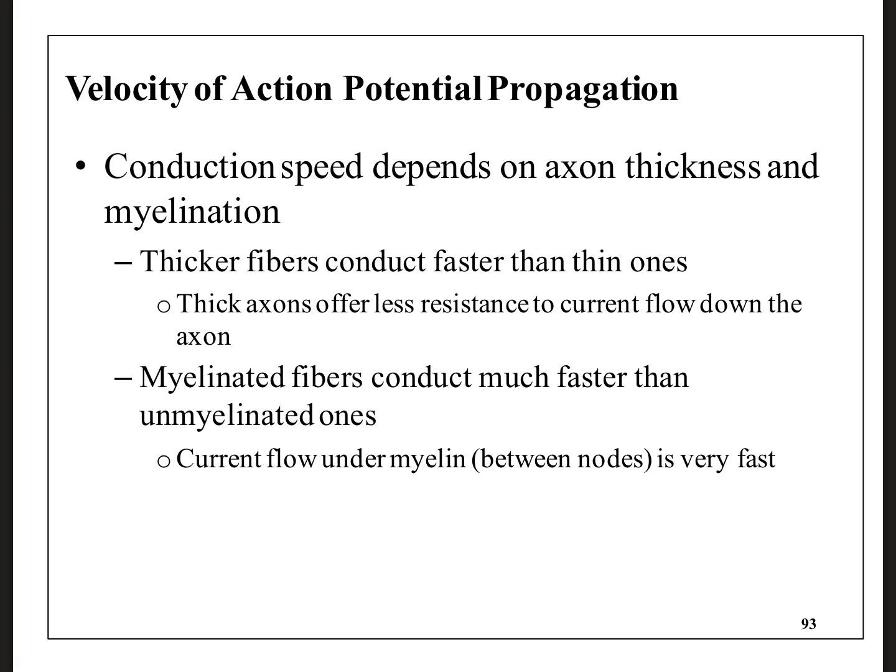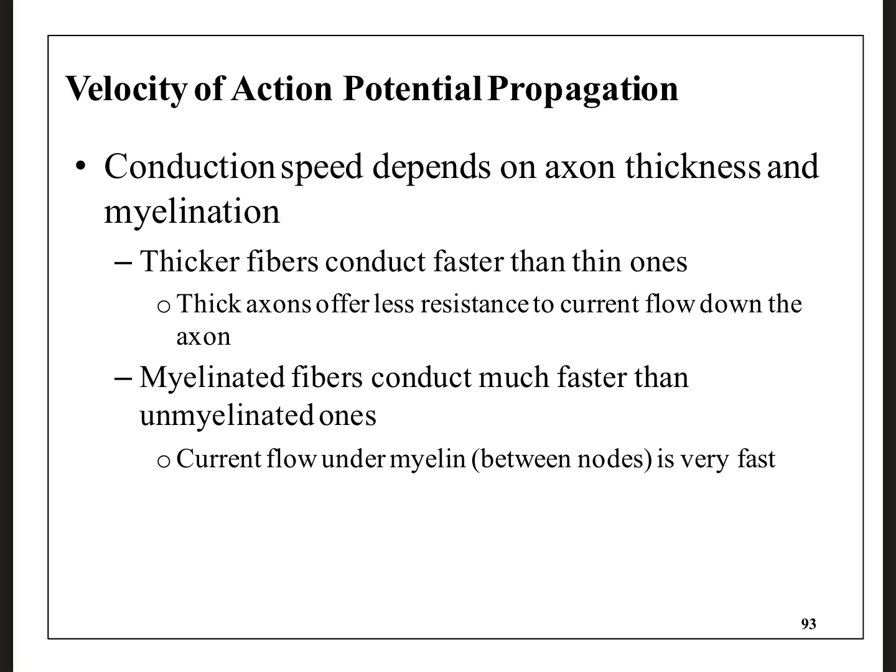First, conduction speed depends upon whether or not myelination is present. If it's myelinated, it's faster than if it's non-myelinated. And second, the thicker fibers conduct faster than the thin ones. Thicker, right? There's more movement of ions. Things can move a little bit easier, right? There's less resistance to current flow.